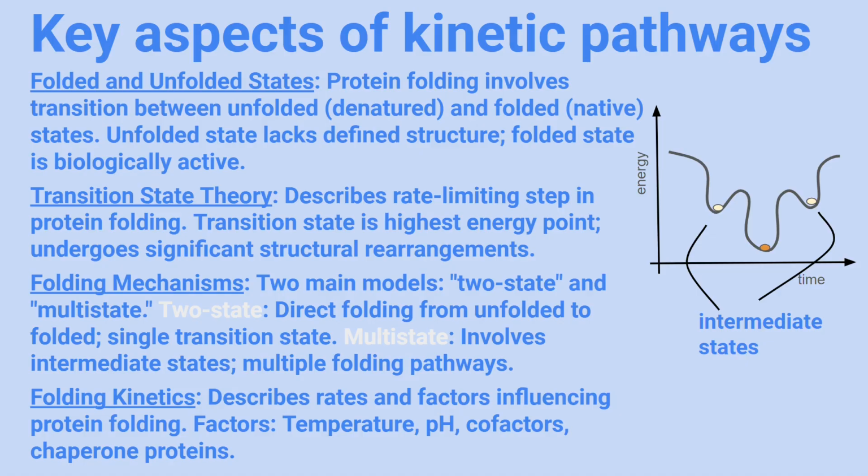Protein folding typically involves the transition between an unfolded, which is the non-native state, and a folded, native state. The unfolded state lacks a defined three-dimensional structure, while the folded state corresponds to the protein's biologically active conformation, as we have said. Intermediate states may exist along the folding pathways, representing partially folded conformations with varying degrees of structural organization. Let's see now the transition state theory.